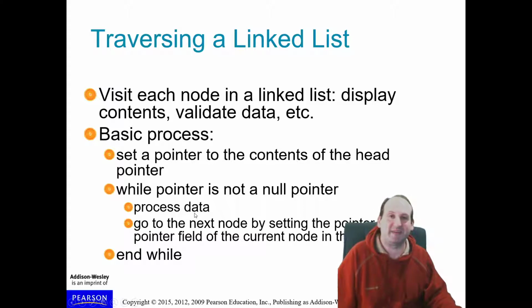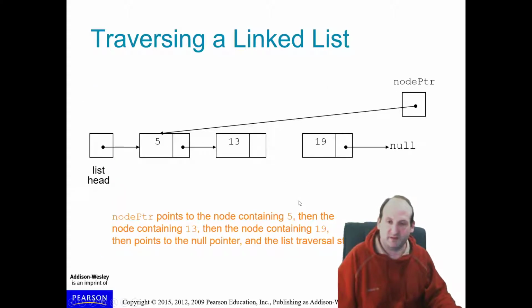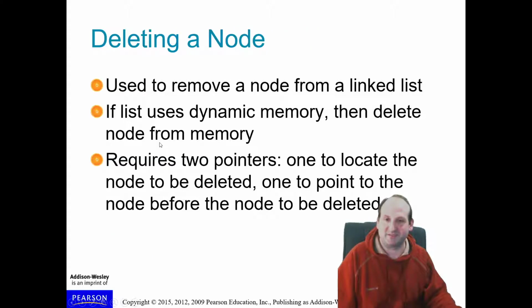Do something with that data and go to the next node, and just keep going and keep going. Okay, so traversing is okay. In this case, if I'm starting with whatever this node pointer is pointing to, head or list, then it's going to maybe print the 5. And then do I have this? Nope, it's not doing it.